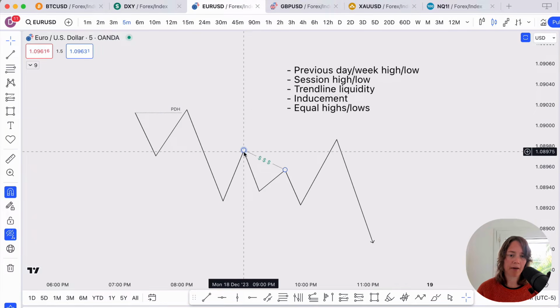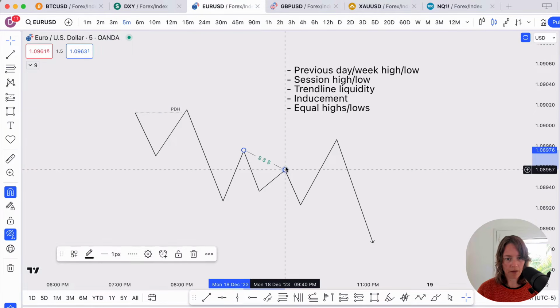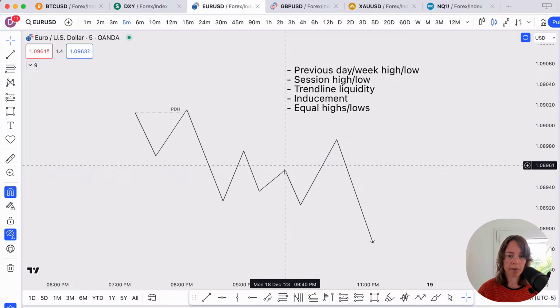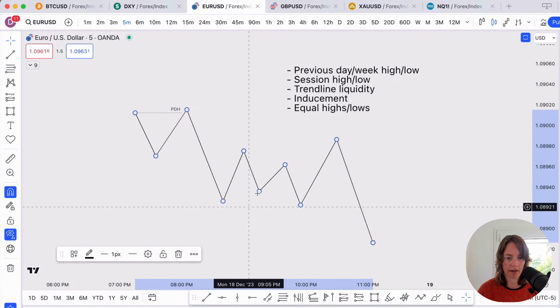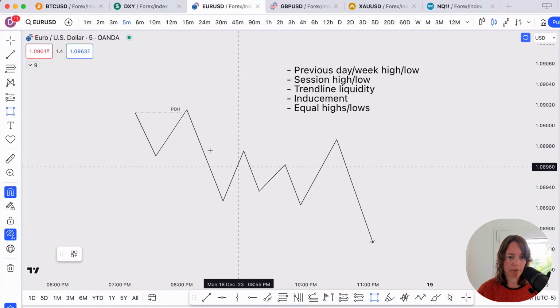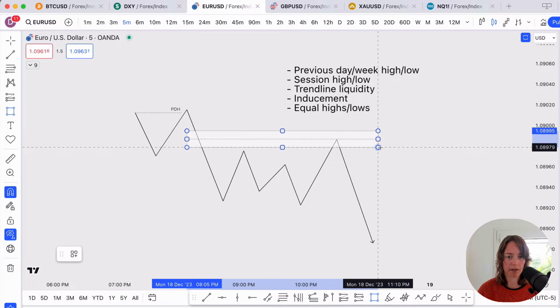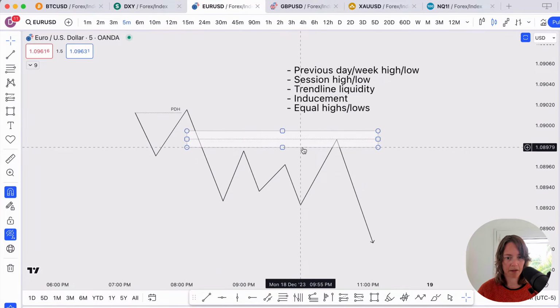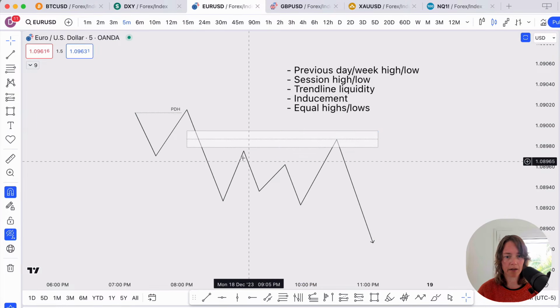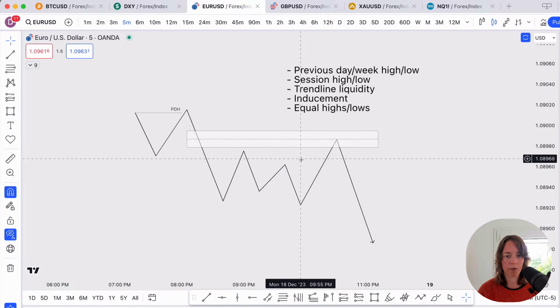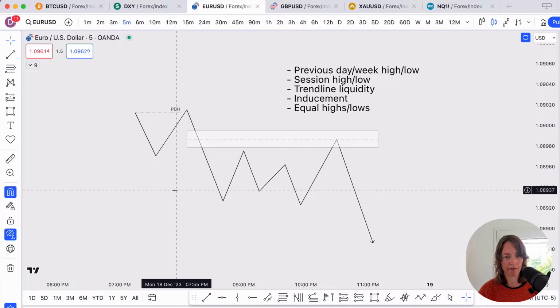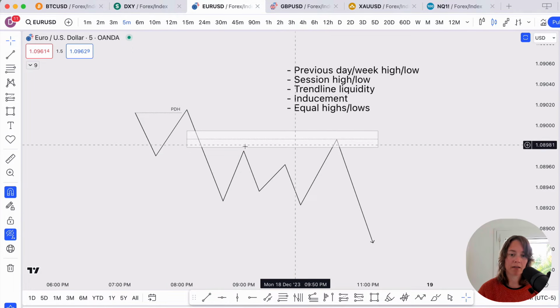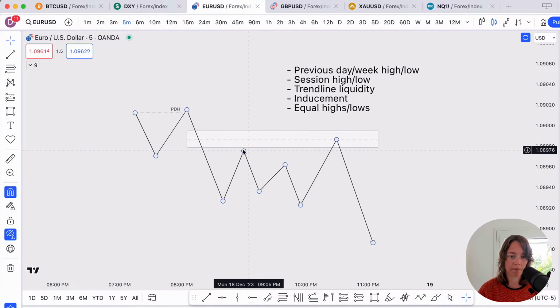The same thing applies for inducement. Inducement is what you see a lot of the times, that let's say there is a big point of interest over here, let's say a big fair value gap, but price has not tapped it yet. It just keeps engineering liquidity below it, but has not tapped the bigger fair value gap. Then this is called inducement.